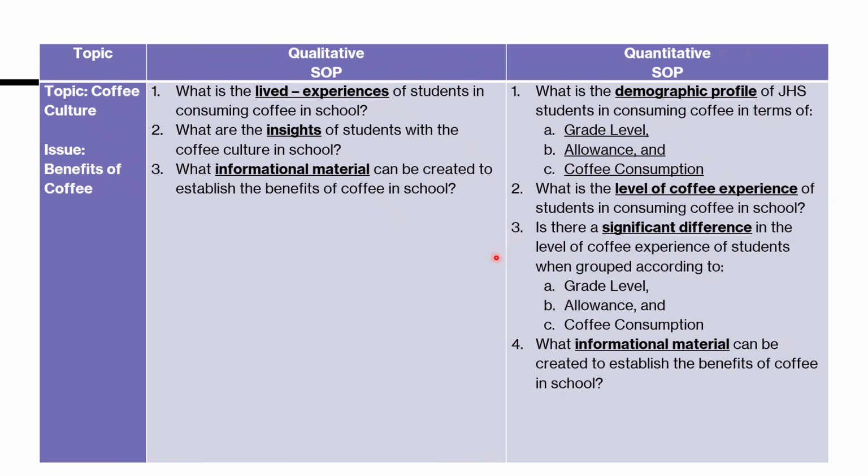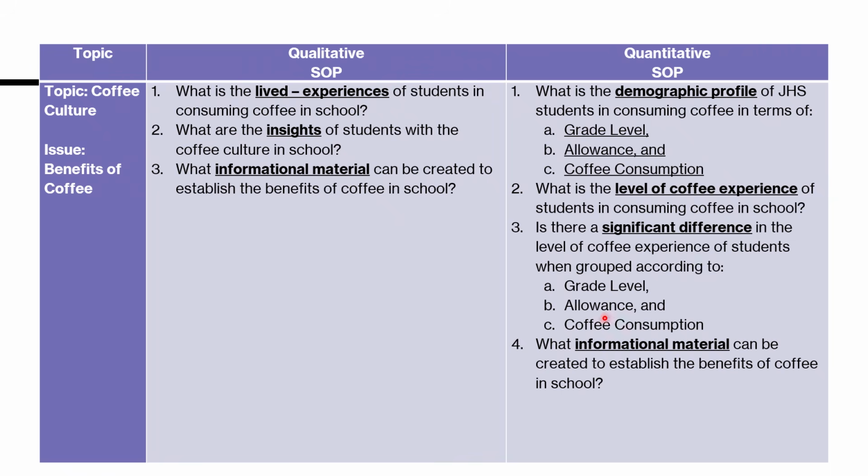Look at this one. Is there a significant difference in the level of coffee experience? Remember, it was joined. The main variable in SOP 3 is a significant difference. However, it was combined with the demographic profile and level of coffee experience. Questions like whether there is a significant difference or relationship are inferential questions, where you need to test the first two variables to see if they have a relationship or differences.